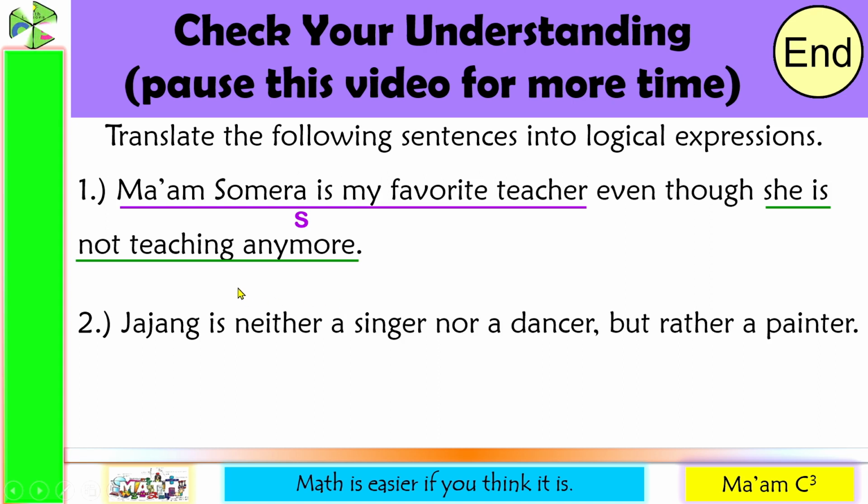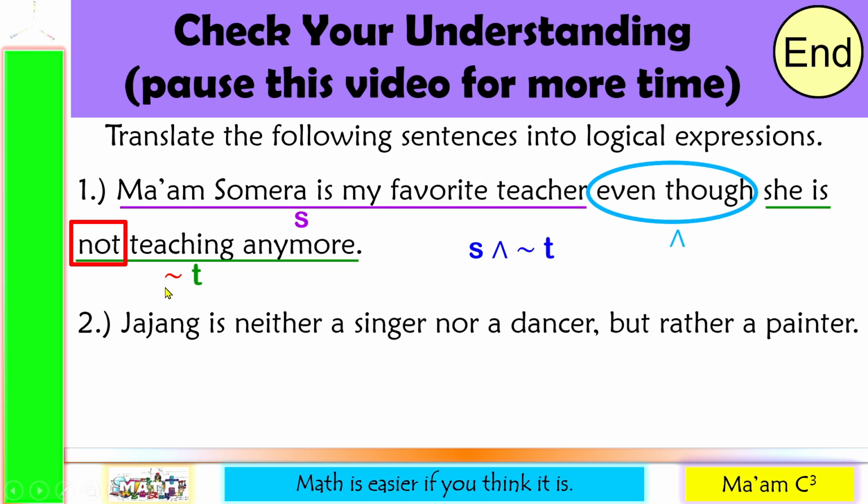I could use T here for teaching, but notice that I have here not. So I am going to negate my T here. So not T. And then what else do we have here? Our connector is even though, which is an alternative for and. And the symbol for and again is this one. So now let us write this. So we have S and not T.